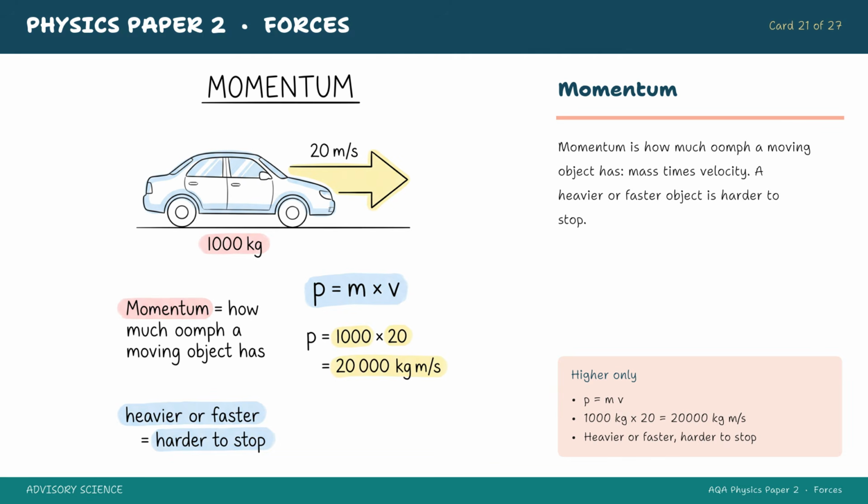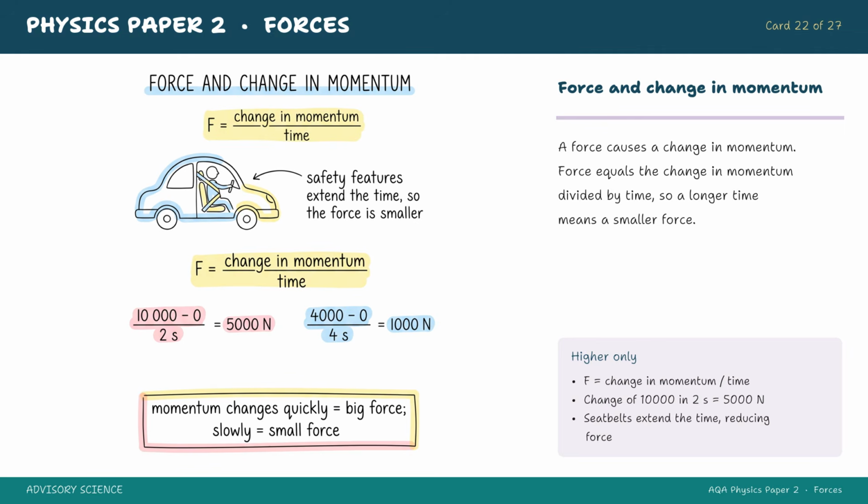Safety features work to slow you down gently, reducing the force. You need to know that a force causes a change in momentum. The key formula is force equals the change in momentum divided by time. In other words, if momentum changes quickly, you get a big force. If it changes slowly, the force is smaller. And that's why car safety features, like seatbelts, extend the time, reducing the force on you. By increasing the stopping time, they reduce the force on our bodies.